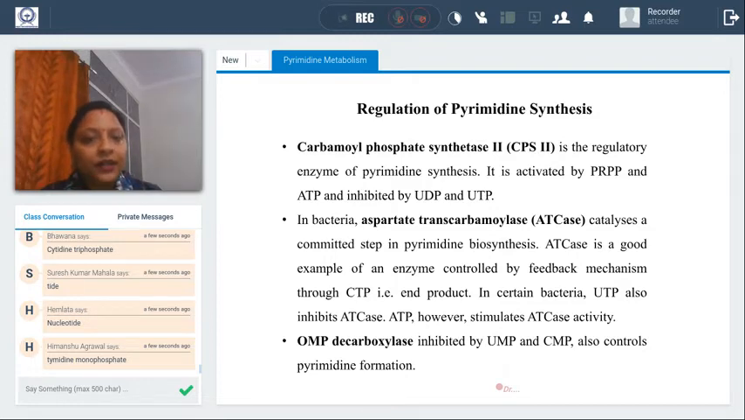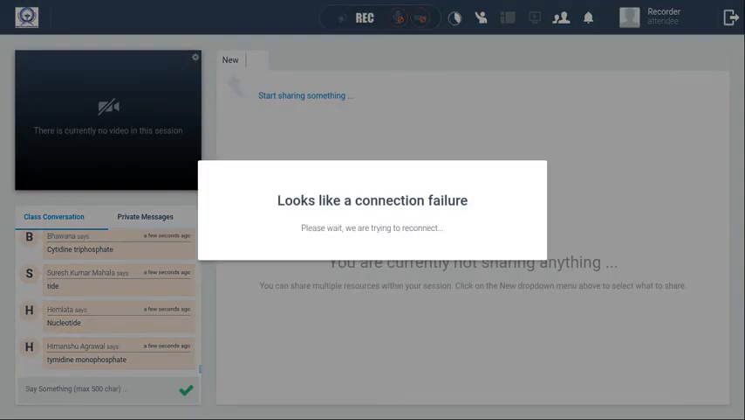In bacteria, aspartate transcarbamylase, ATCase, catalyzes a committed step in pyrimidine biosynthesis and is a good example of an enzyme controlled by this feedback mechanism through CTP. In certain bacteria, UTP also inhibits ATCase.